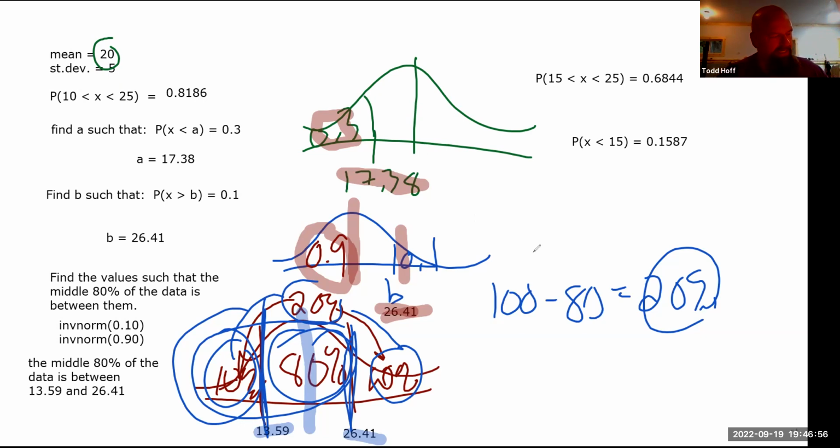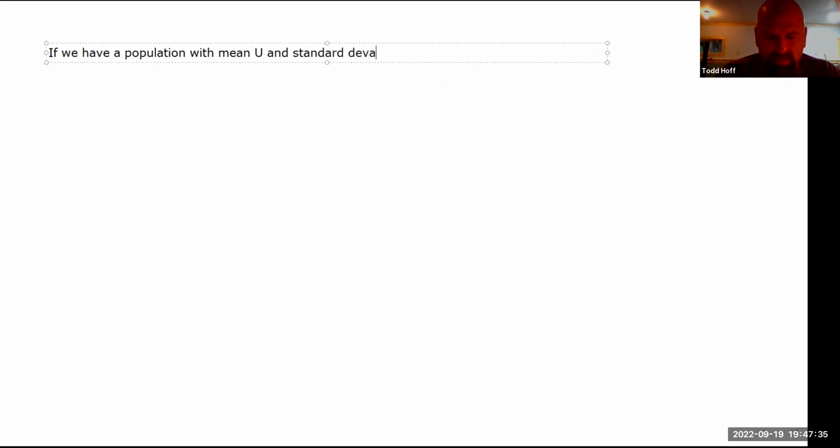So now the next step is something called a sampling distribution. A sampling distribution is a very important application that bridges this normal distribution into our inferential statistics that we're going to be doing the next 4 or 5 weeks. And what it talks about is if we have a population with mean, I'm just using capital U, and standard deviation of capital S.